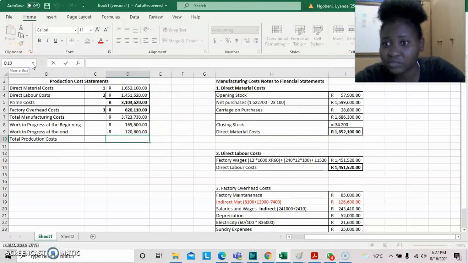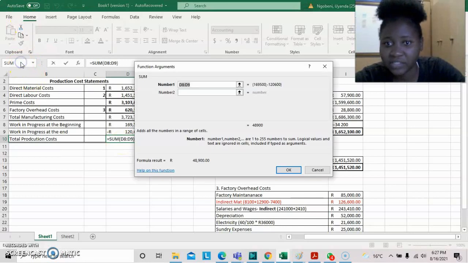I'm still trying to master my Excel, making use of Excel to make things easier.